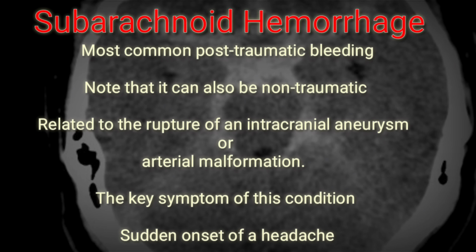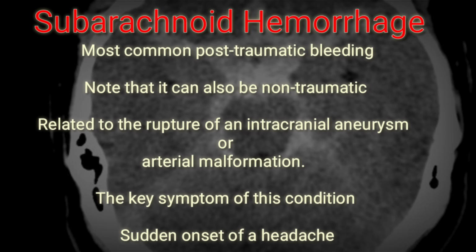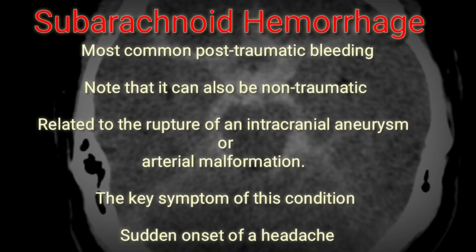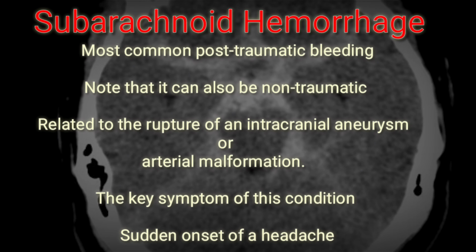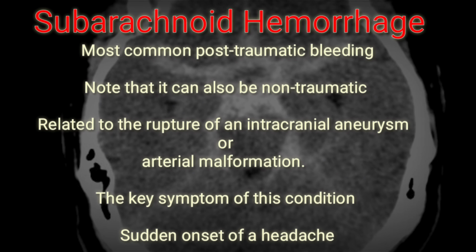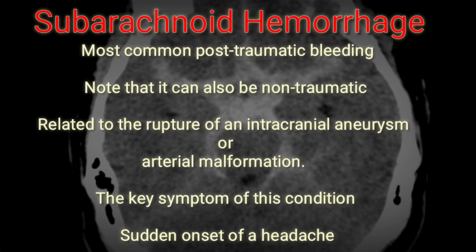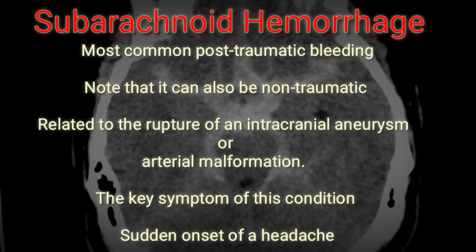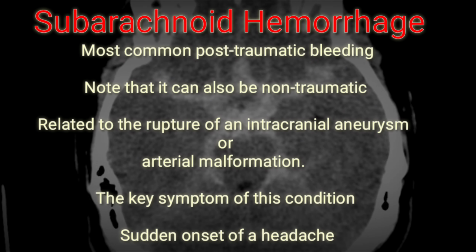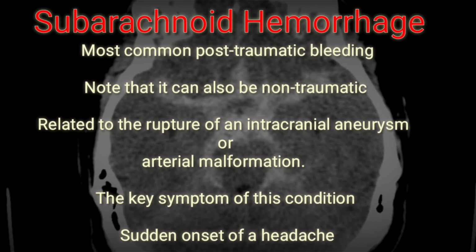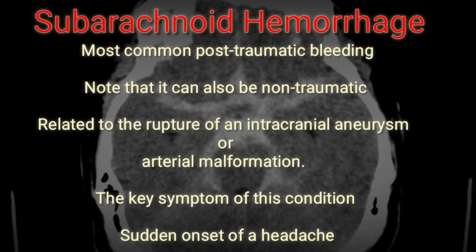And finally, we have subarachnoid bleeding. Subarachnoid hemorrhage is the most common post-traumatic bleeding. Note that it can also be non-traumatic, related to the rupture of an intracranial aneurysm or any arterial malformations. The key symptom of this condition is a sudden onset of a headache, which patients describe as the worst they have ever had in their life.